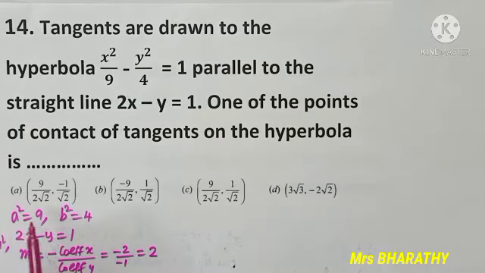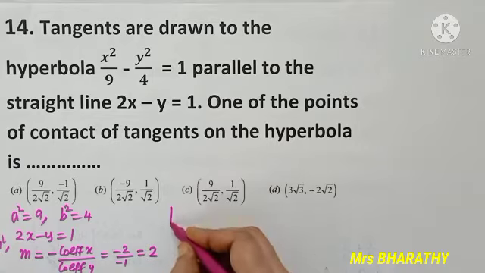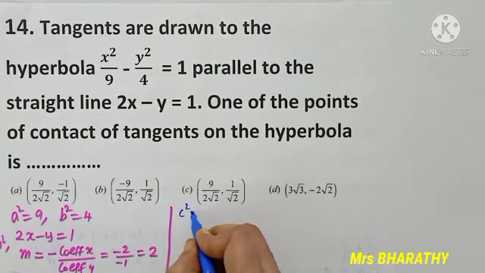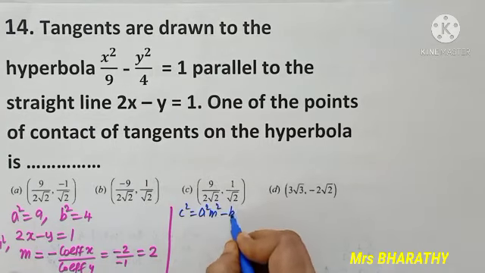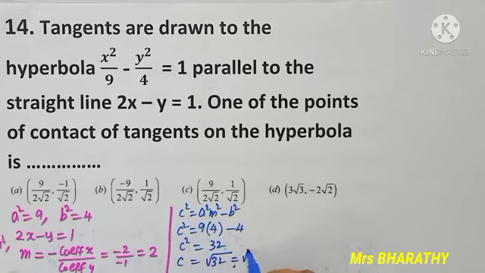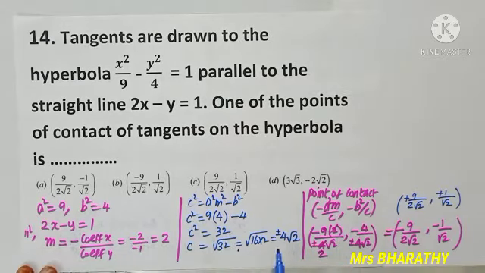I know what is a square, b square and m. Let me recall the formula. C square equals a square m square minus b square. A square is 9, b square is 4, m square is 2 square, that is also 4. I get 36 minus 4, that is 32. So C will be square root of 32, which can be rewritten as 16 into 2. C value becomes plus or minus 4 root 2.